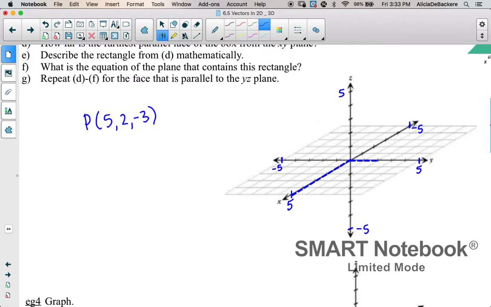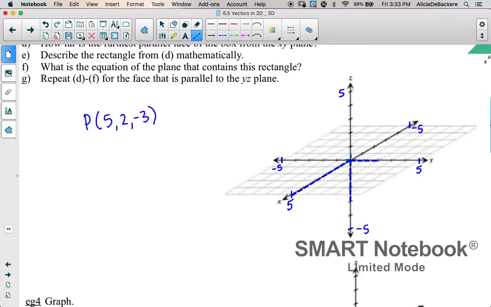All right, so the third movement that I have then is to go down 3 units. So I'm going down until I get to -3 on the z-axis. So I've got my 3 numbers. Now I need to make a box out of this.